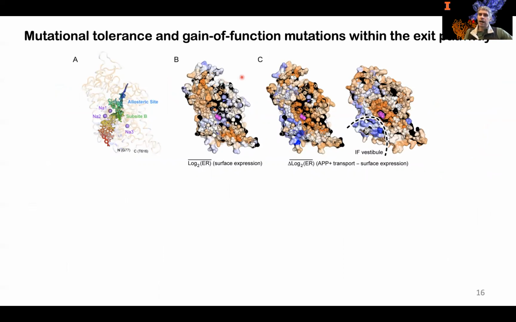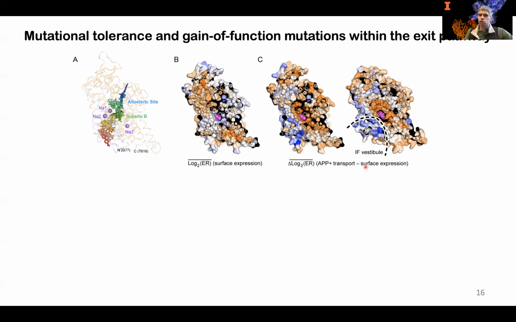So looking at the data for expression, this is a slice through the serotonin transporter structure. We find that these regions above and below what is the translocation pathway for the neurotransmitter are conserved, but the translocation pathway itself tolerates many mutations for surface expression and folding of the transporter, and that may be valuable for evolving new substrate specificities.